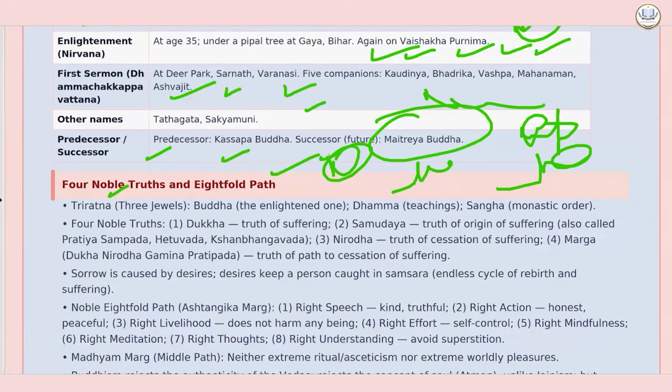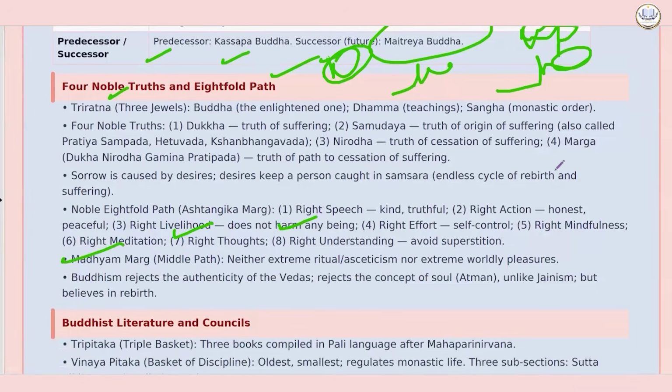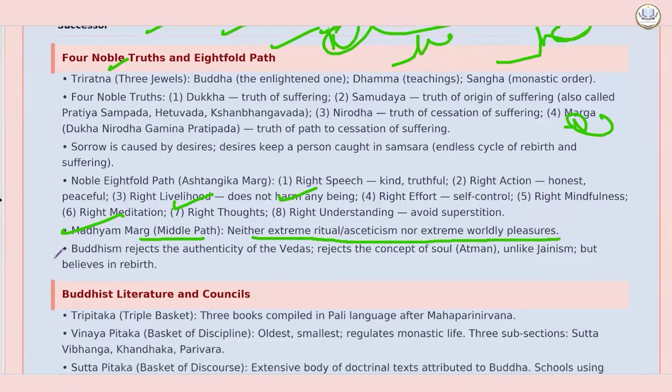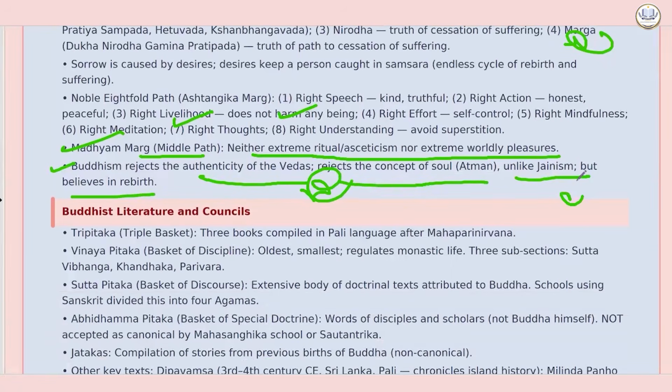So the noble 8-fold path includes right speech, right action, right livelihood, right effort, right mindfulness, right meditation, right thoughts, right understanding. Madhyam Marga: Jainism believes in extreme austerities, but Madhyam Marga says neither extreme ritual asceticism nor extreme worldly pleasure. Buddhism rejects the authority of the Vedas, rejects the concept of soul, Atma, unlike Jainism, but believes in rebirth. The main book is Tripitaka.